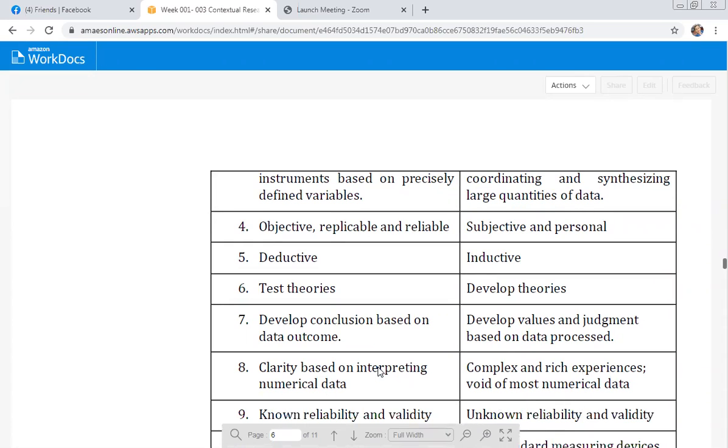Okay. So, in quantitative research, we develop conclusions based on data outcome, while in qualitative research, we develop values and judgment based on the data that we process. Okay? So, for quantitative research, we have conclusions. For qualitative research, we have values and judgment. Okay? So, next.